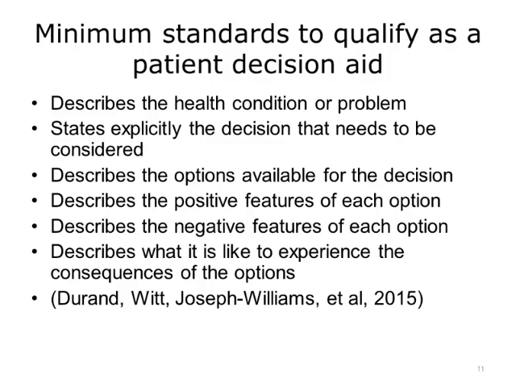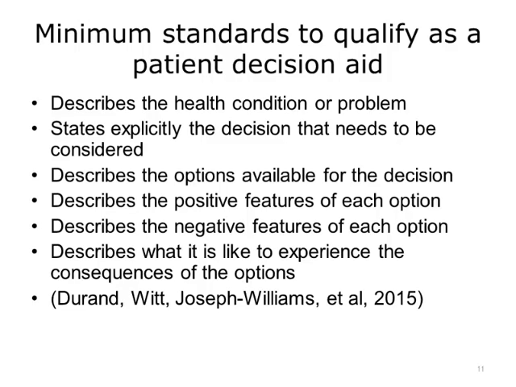The 6 minimum standards to qualify as a patient decision aid are based on the International Patient Decision Aid Standards, IPDAS Collaboration. The standards include: 1. Describes the health condition or problem for which a decision is required. 2. States explicitly the decision that needs to be considered. 3. Describes the options available for the decision. 4. Describes the positive features of each option. 5. Describes the negative features of each option.